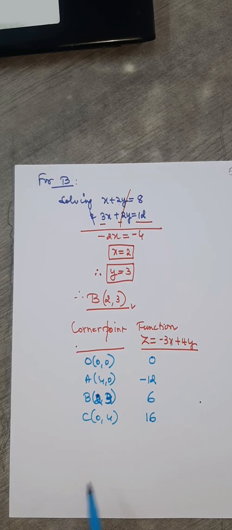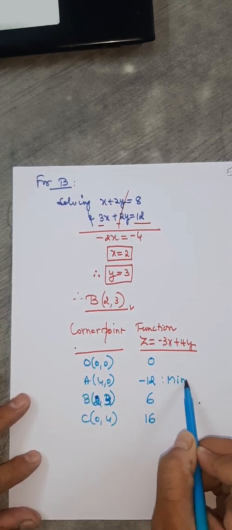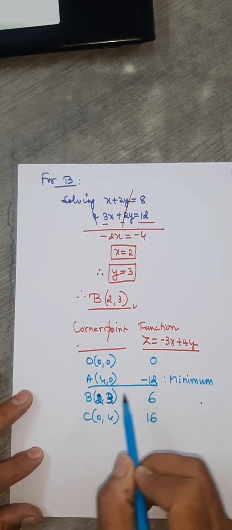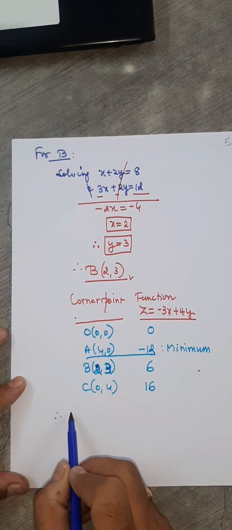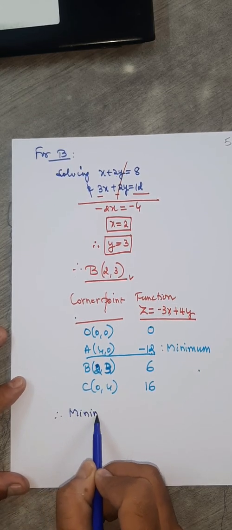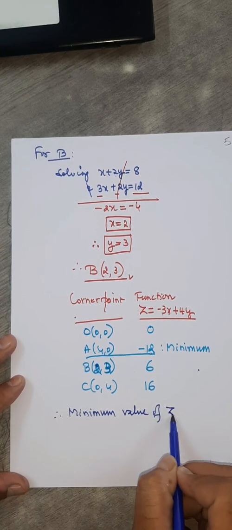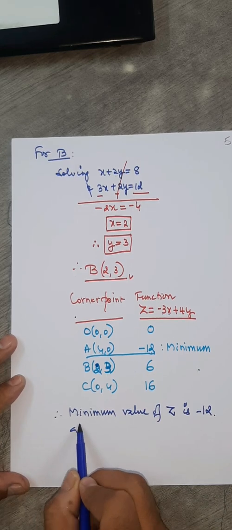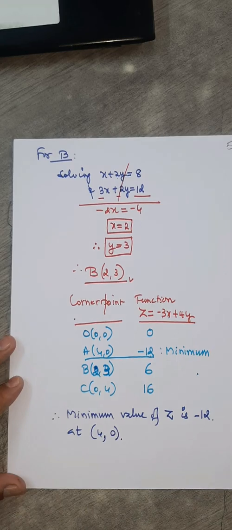Now you just go back to the question. You are asked to minimize this. So here this is the minimum value. Minimum is minus 12. Where is minus 12? At 4, 0. So I'll write finally, therefore minimum value of z is minus 12 at which place? At 4, 0. That's all in all about the solution.